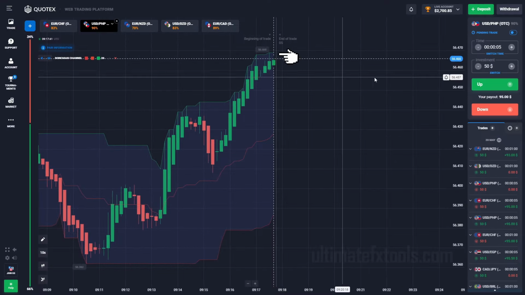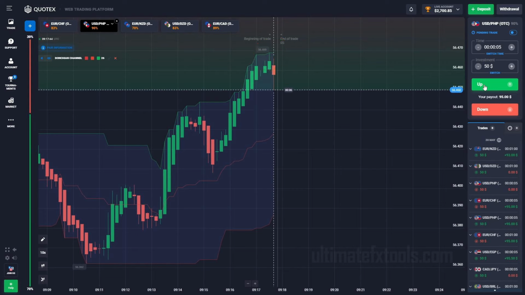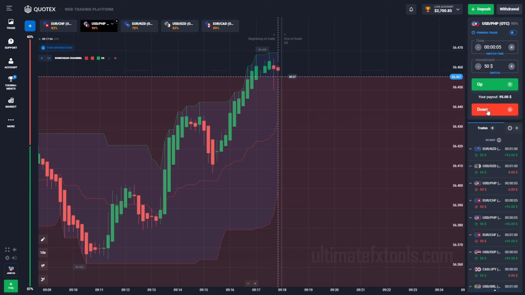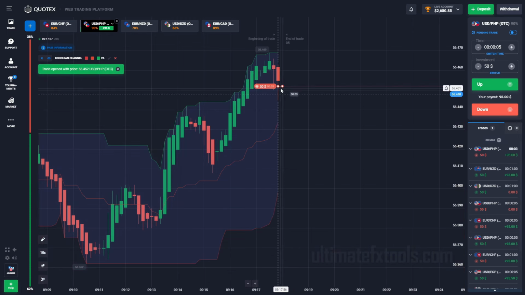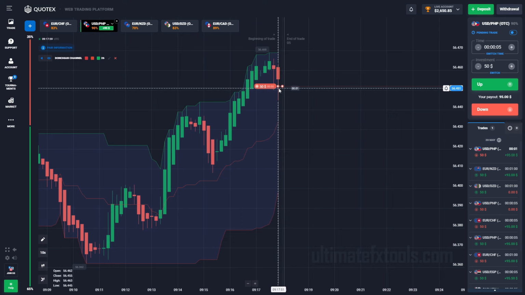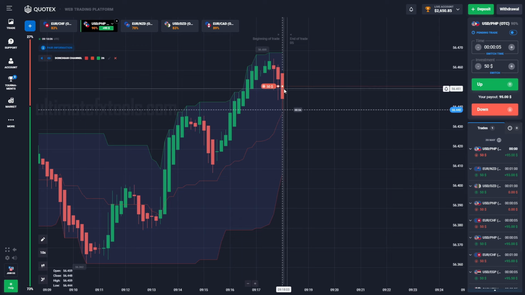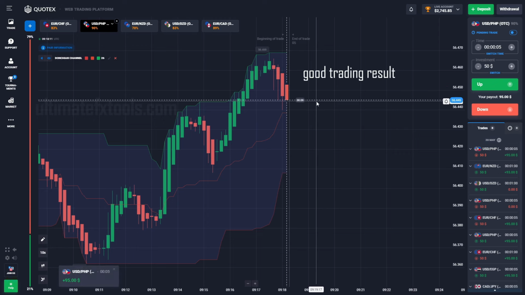Take a look at this candle here. It reaches the highest resistance band, and our candle might go down in the next seconds. Our trend here has already created a candle going down, providing a strong confirmation. This is the best spot to trade lower for 5 seconds. Good result for this method.